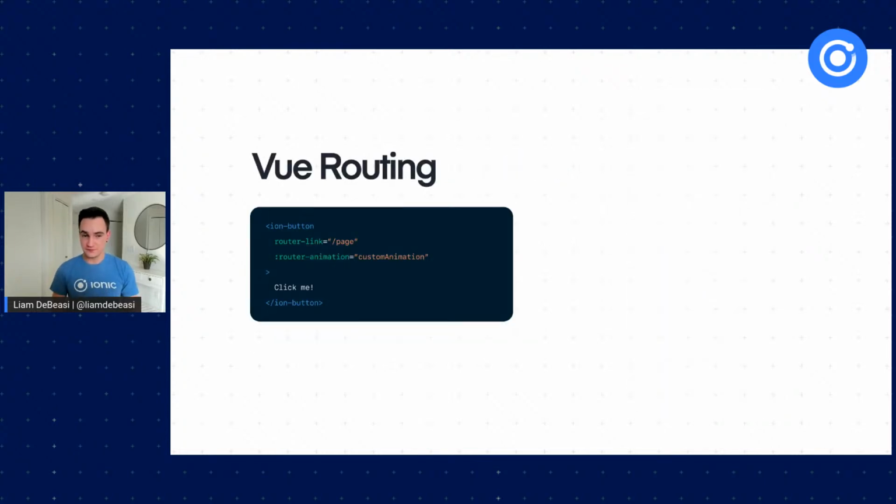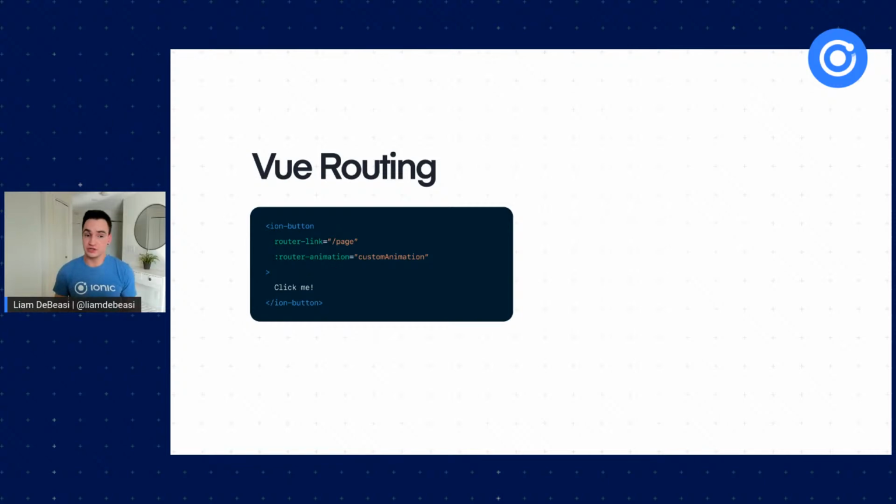All right, so Vue users have some nice updates as well. So in Ionic 5, if you wanted to navigate or route to a new page and you wanted to customize the animation as you see here, right? You do router link, you set the page. You'd also provide the router animation. And this was fine, but what if you wanted to say, click a button, send off some sort of async network request, and then route while customizing the animation?